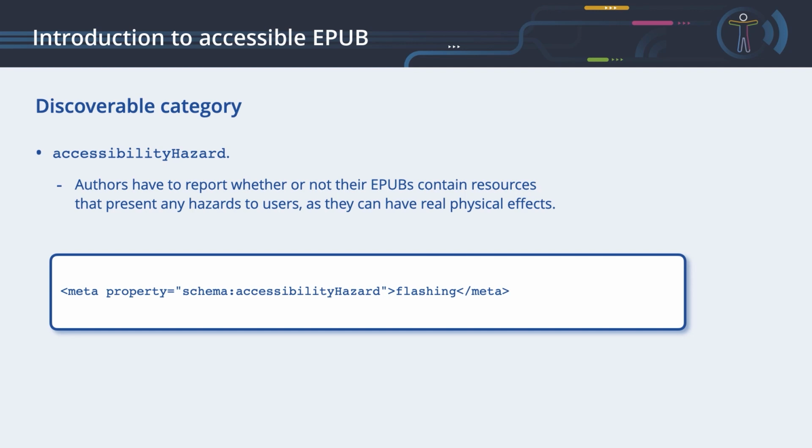The accessibility hazard metadata. Authors have to report whether or not their EPUBs contain resources that present any hazards to users, as they can have real physical effects. This line warns the user of flashing content. If a resource flashes more than 3 times a second, for example in videos and animations, it can cause seizures.